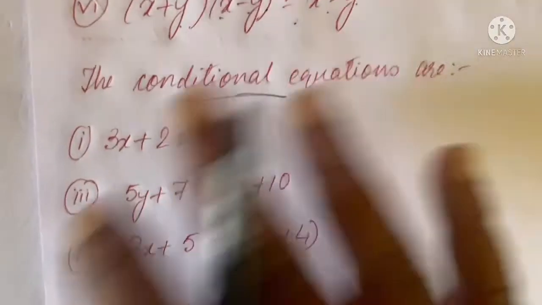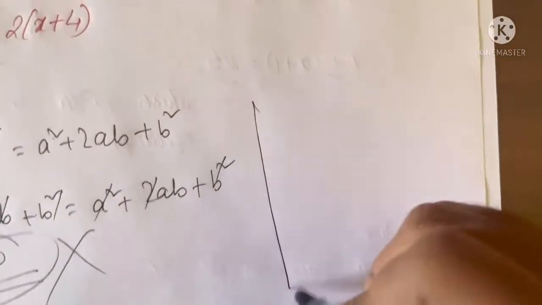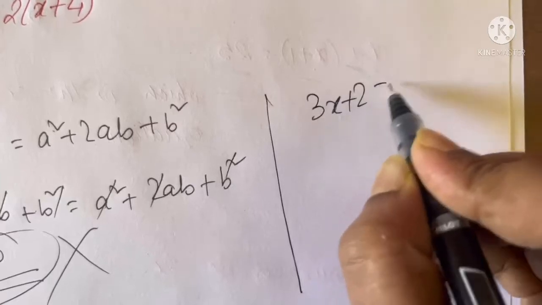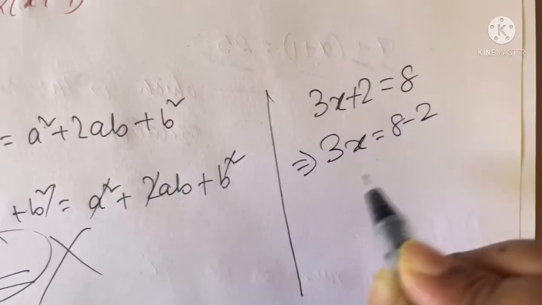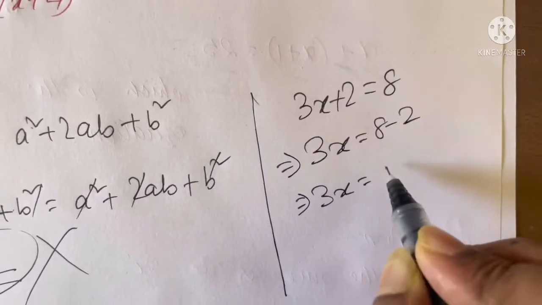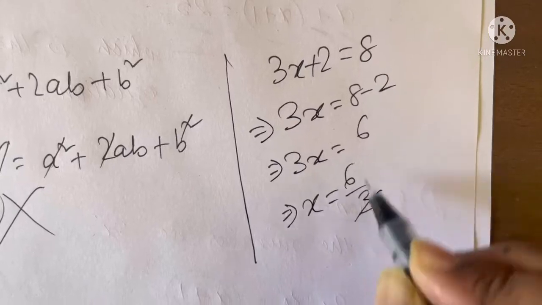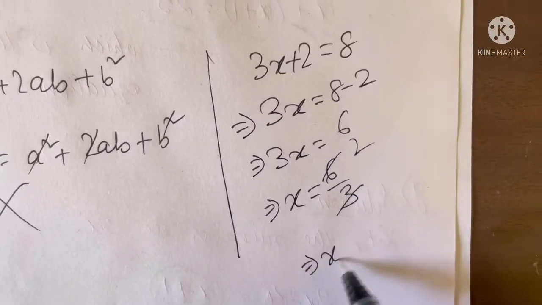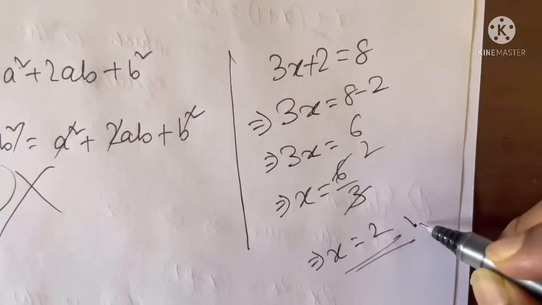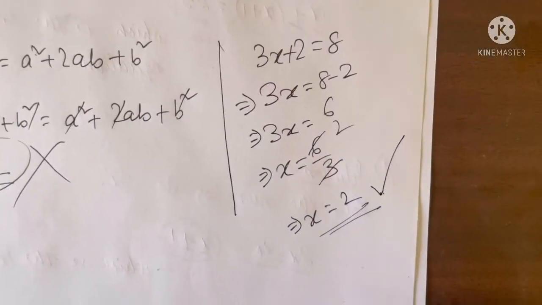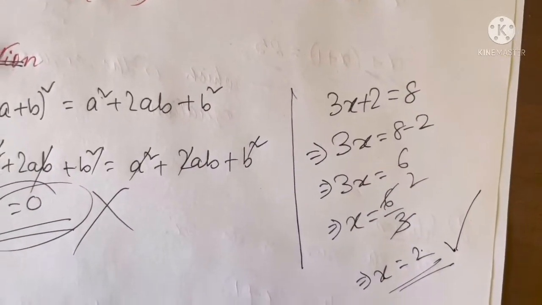Now we look into these equations. Suppose this one, let us check this one. Thrice x plus 2 equal to 8. Now if we do side change, we will get thrice x equal to 8 minus 2. So thrice x is equal to 6. That means x equal to 6 by 3, which is x equal to 2. So here we have been able to find the solution to this equation. The value of x here is 2. That's why this is a conditional equation.